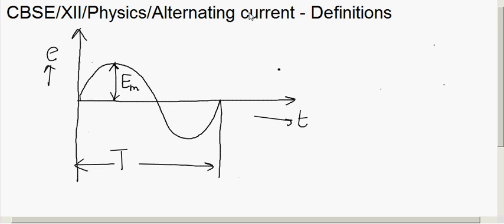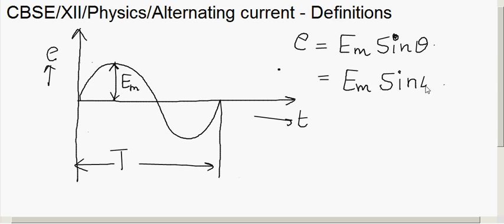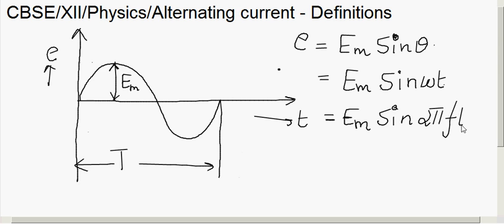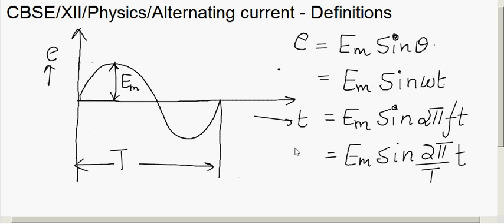Now how can we represent this using a mathematical expression? It can be written as e = Em sin theta, or it can also be written as Em sin omega t, and you know omega is 2 pi f, so it can also be written as e = Em sin 2 pi f t, or it can also be written as Em sin 2 pi by T into t, since f is 1 by T. These are some of the standard forms which we can use to represent an alternating quantity.